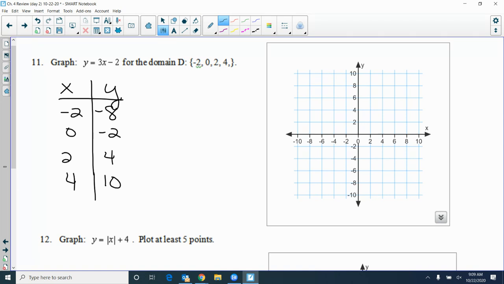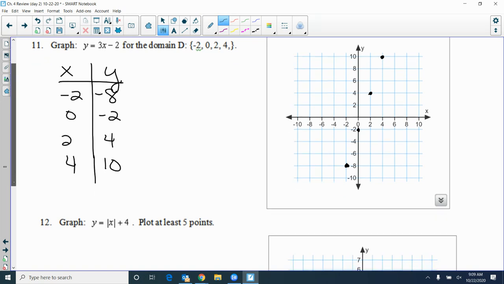Now plot those points. I'm going to plot them over here. Negative 2, negative 8. I should get 0, negative 2. I should get 2, 4. And I should get 4, 10. If you get something way out of line, it probably means you graphed it wrong.